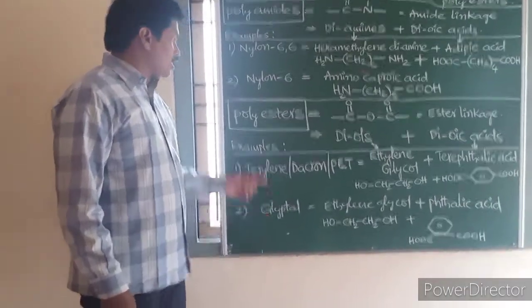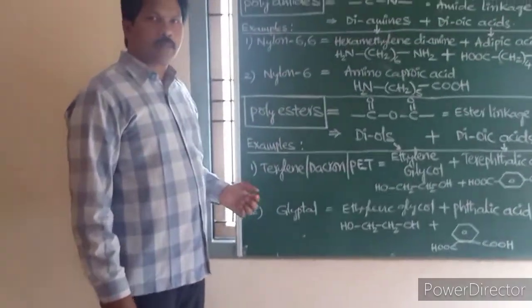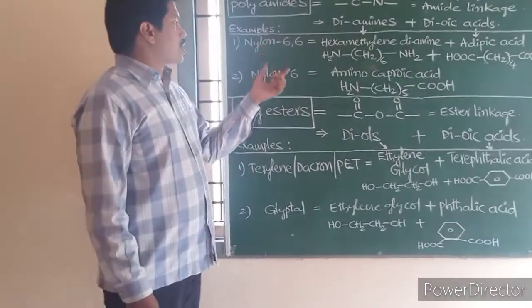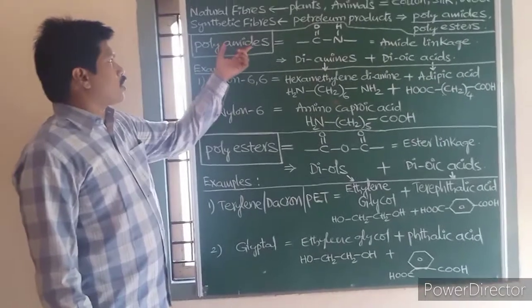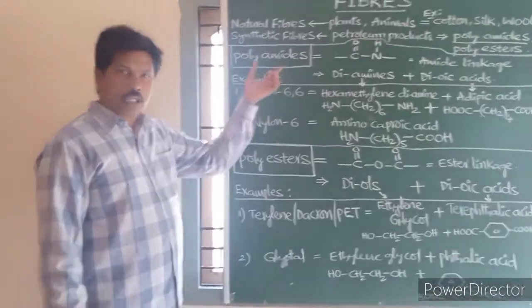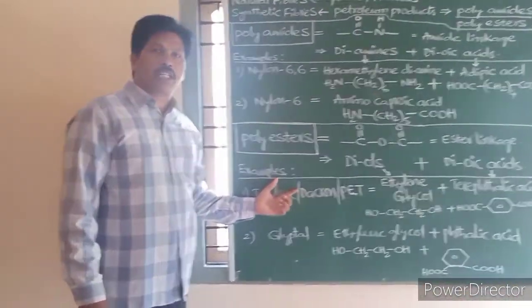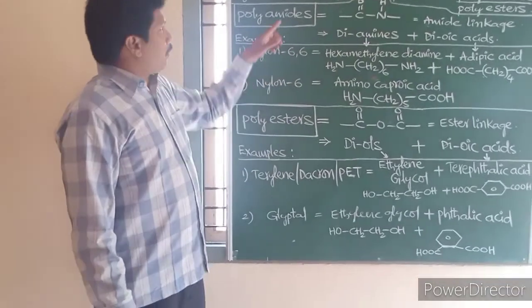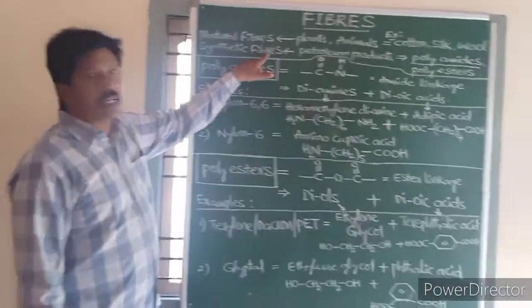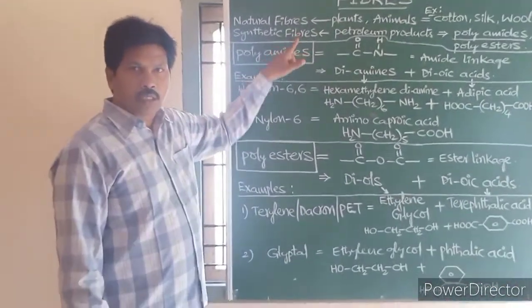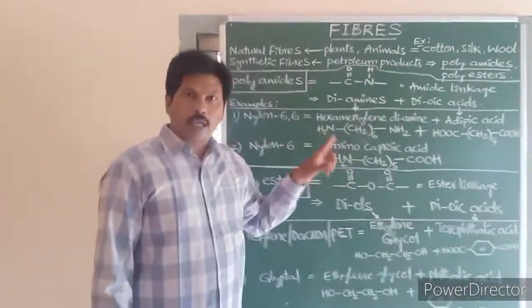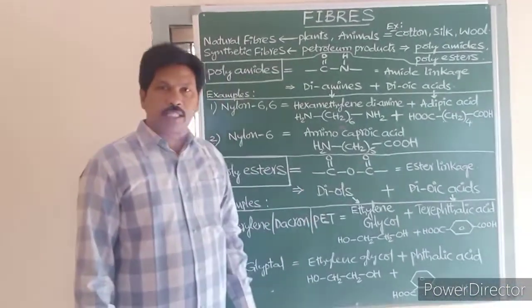These two are examples of polyesters, and nylon 66 and nylon 6 are the examples of polyamides. These polyamides and polyesters are the main examples of synthetic fibers. This is about fibers and their types with examples.